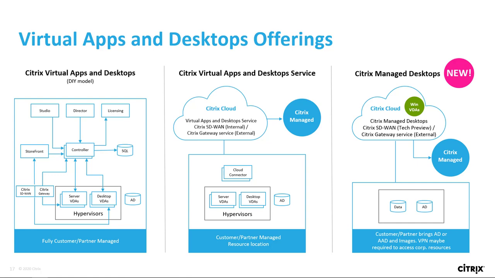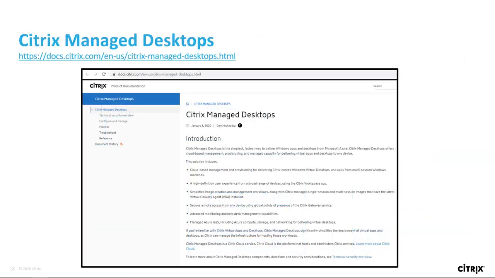And now with Citrix Managed Desktops, Citrix will continue to host the management services as well as take over managing a private Azure tenant to host the Windows VDA workloads. And for internal users on the corporate intranet, Citrix SD-WAN is the recommended access technology for Citrix Virtual Apps and Desktop offerings, and it's in tech preview for Citrix Managed Desktops, while Citrix Gateway and Citrix Gateway Service continue to be available for external remote users. Here you see a Citrix Docs page that provides more detail on Citrix Managed Desktops.